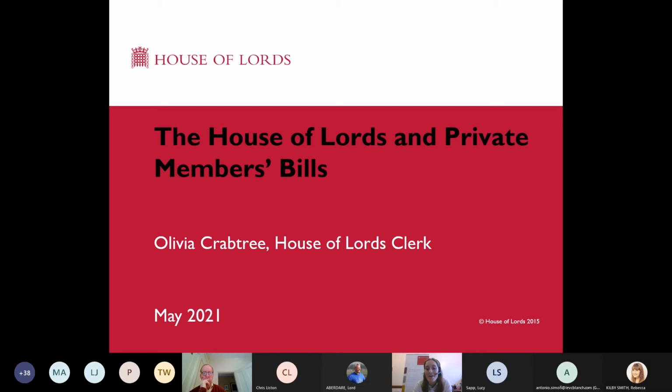Welcome to the Learn with the Lords event to draw the Private Members Bill Ballot for the 2021 to 22 parliamentary session. My name is Olivia, as Becca said, and I work in the House of Lords Legislation Office. I've worked in the House of Lords for a number of years. I've done various roles. I used to work with select committees, so helping select committees hold the government to account. And now I work in the legislation office.